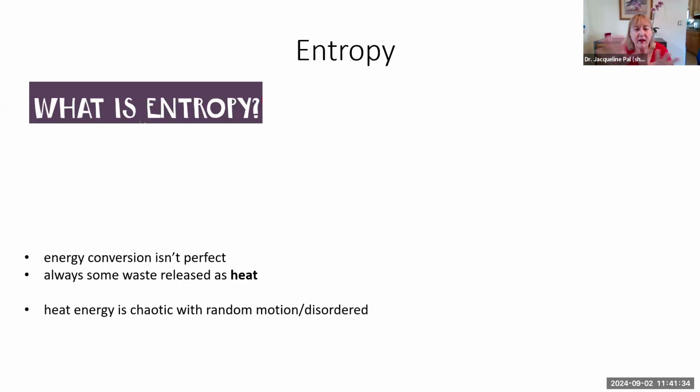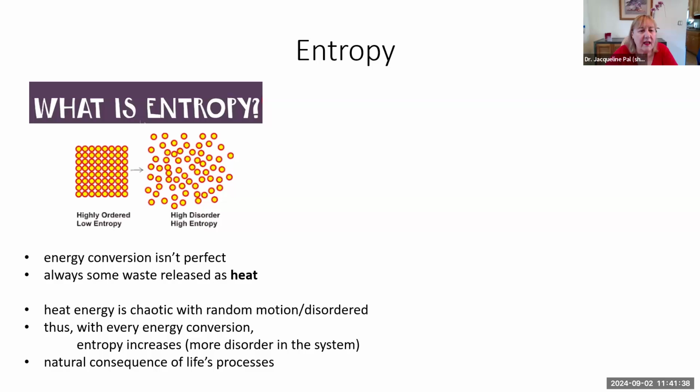And this heat is very chaotic, with random disordered motion. So with every energy conversion, we are creating this entity called entropy, which is very disordered. And this is just a natural consequence of life's processes.